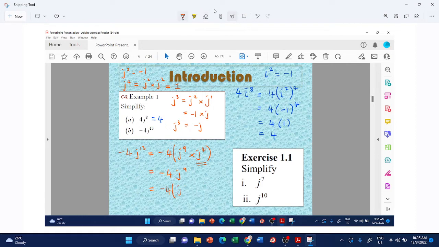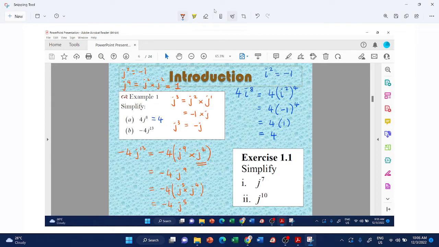Okay, so let's see something like this. 9, which power do you want to choose? Let's say 5, 4. Okay, right? 5, 4. So reduce a bit. So we have J4, J4, another one J4. We have 1. Okay, J4 is 1 kan? So then tinggal simplify J power 5.